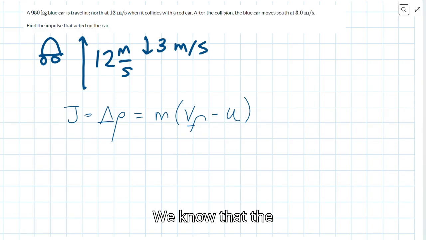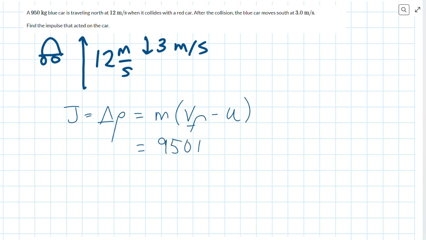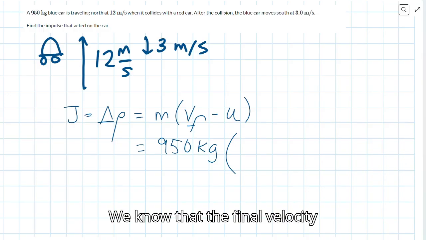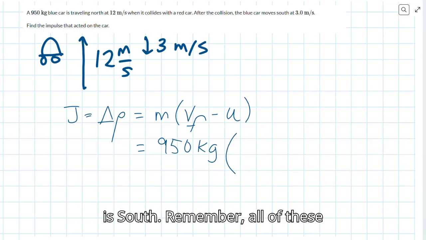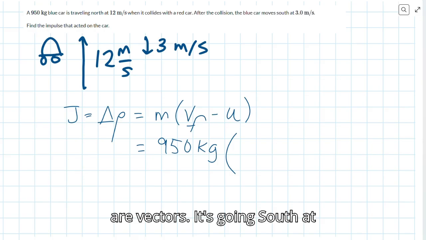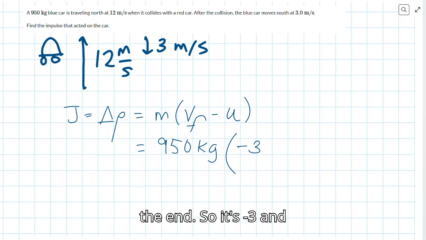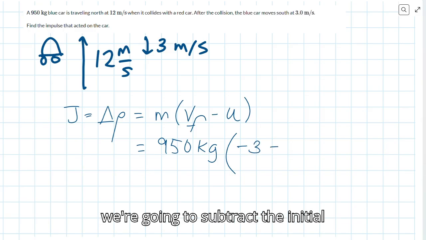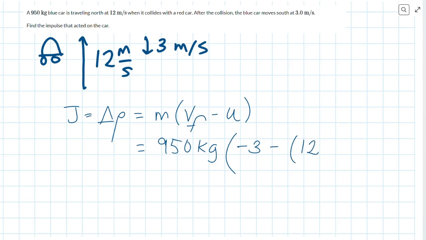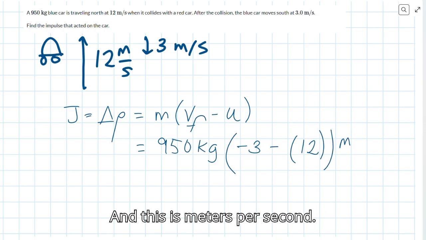We know that the blue car is 950 kilograms. We know that the final velocity is south. Remember, all of these are vectors. It's going south at 3 meters per second, right? That's the end. So it's -3. And we're going to subtract the initial velocity, which is 12. And this is meters per second.